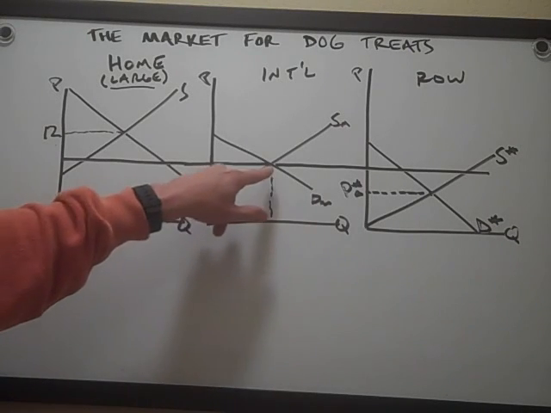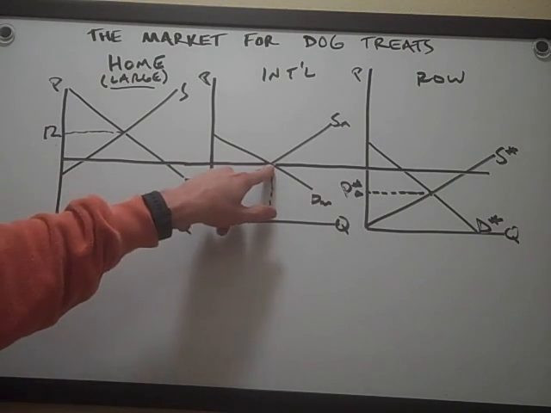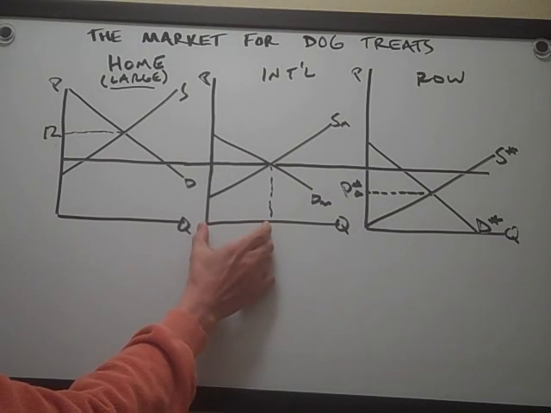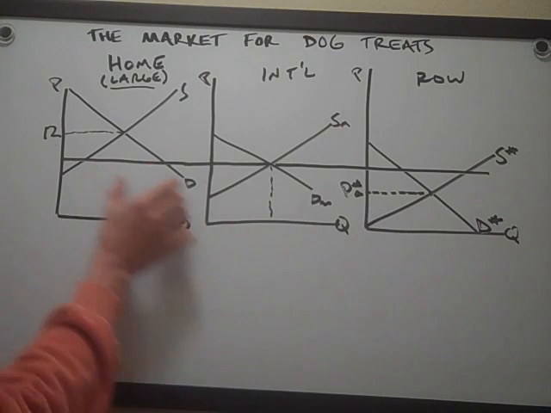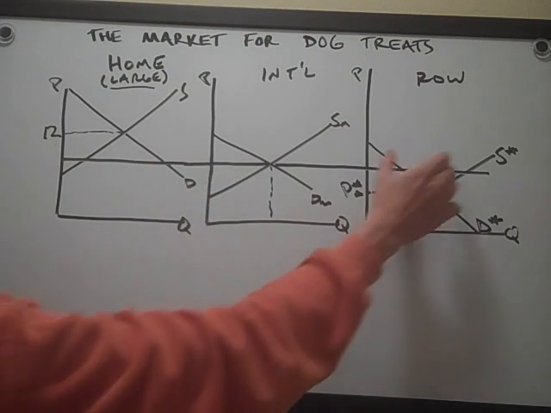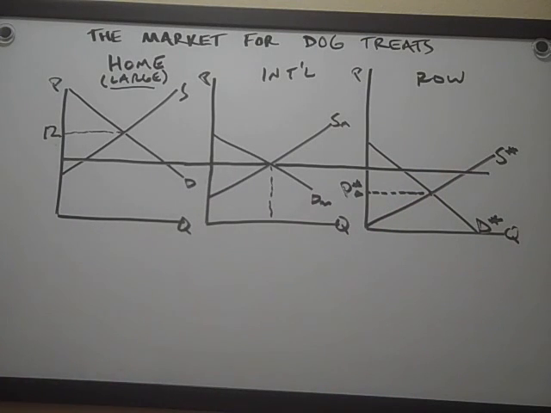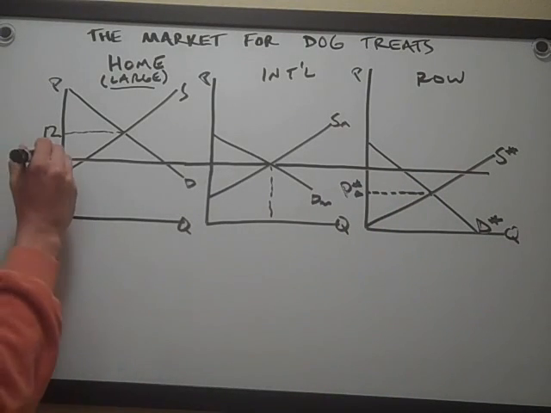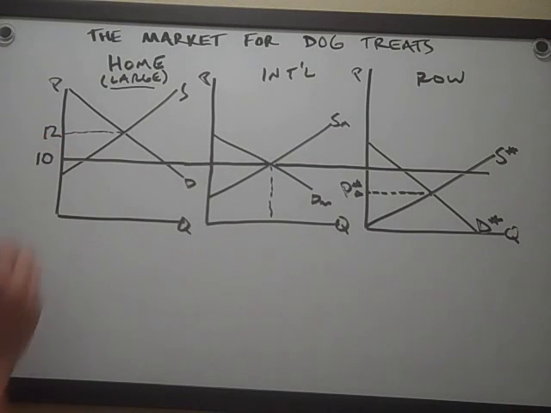Somebody would engage in arbitrage and give us this line across here, give us world price, and this many units would be imported. That's that, which is that, which is that. So that's all review. You should already understand all that. And maybe world price comes in at $10.